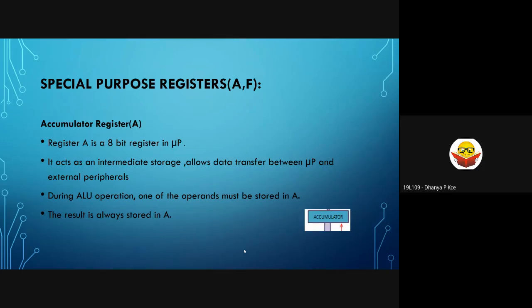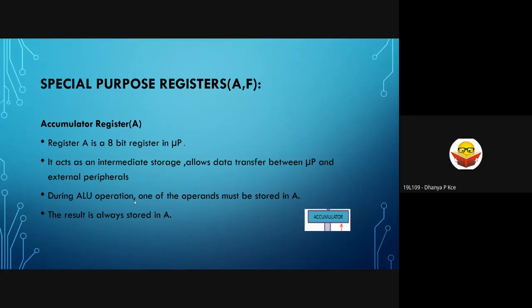We know we cannot work with just the CPU. We need other external hardware, monitor, keyboard, mouse, all of which come under the categories of input and output devices. For the CPU to be connected to all these peripherals, and to transfer data between these peripherals, we need some registers to store that data, and that is accommodated by the accumulator.